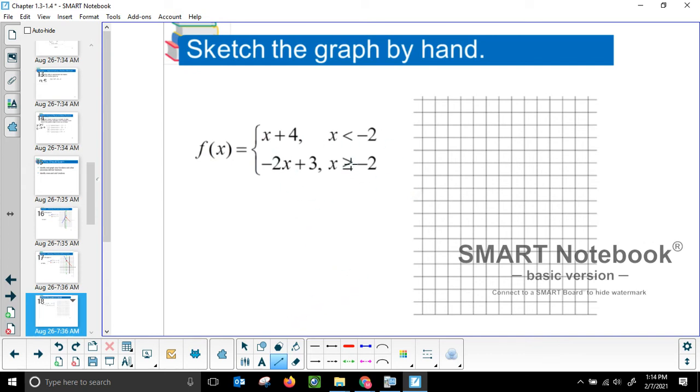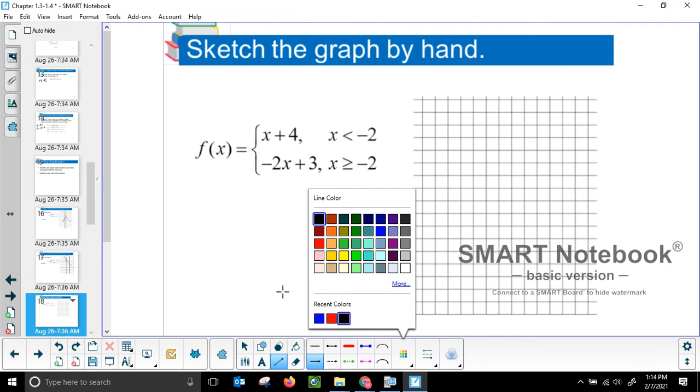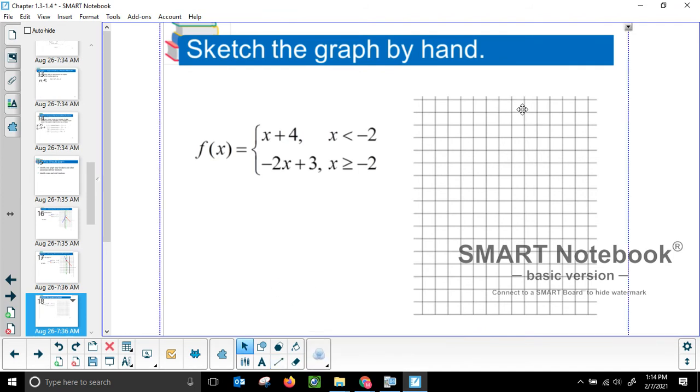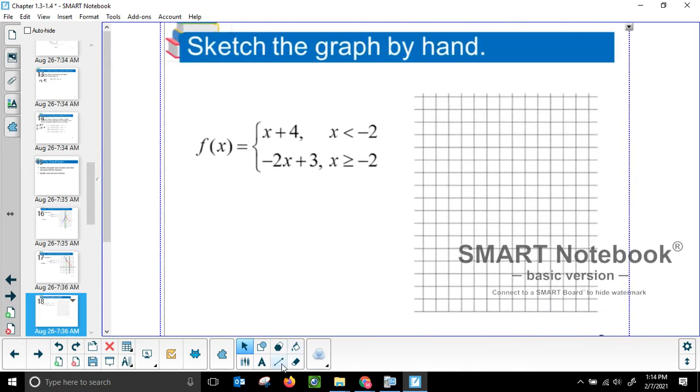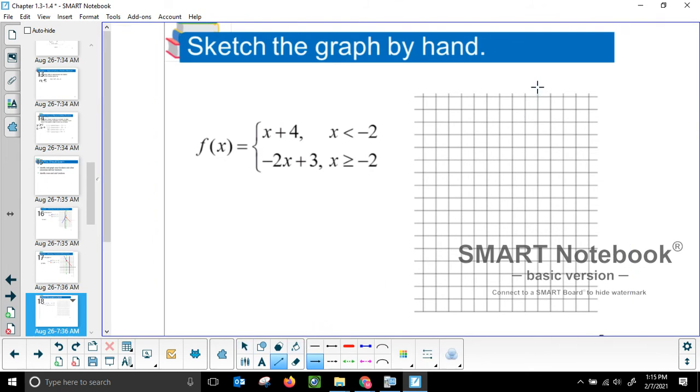Exact same concept here. Again, go ahead and pause this if you would like. I'm going to put some axes on here. I'll put my dotted line, which tells me where this thing is going to be broken up. That is going to be at -2.